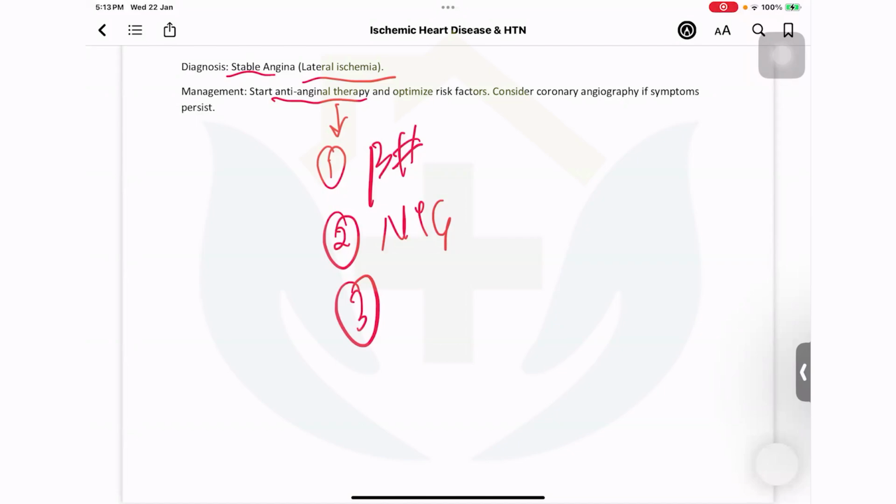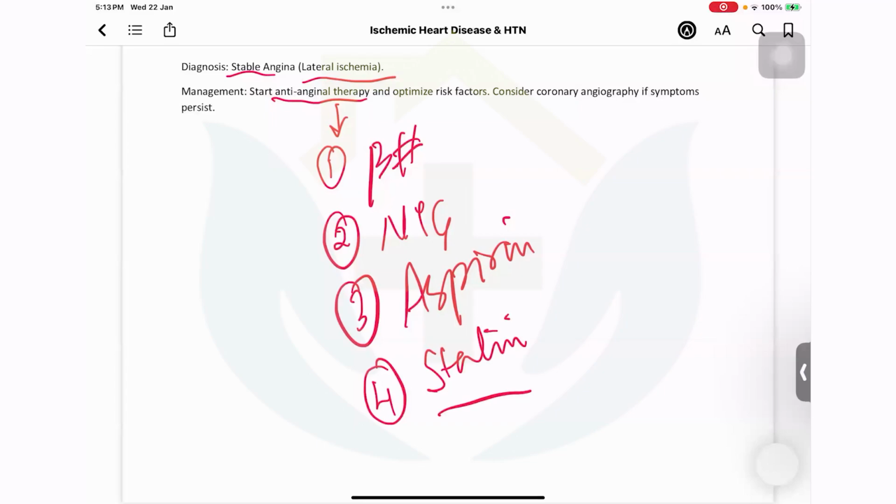For secondary prophylaxis? Ranolazine? No. So third will be aspirin. And fourth will be statins. And if the patient is diabetic, then you will add ACE inhibitors.